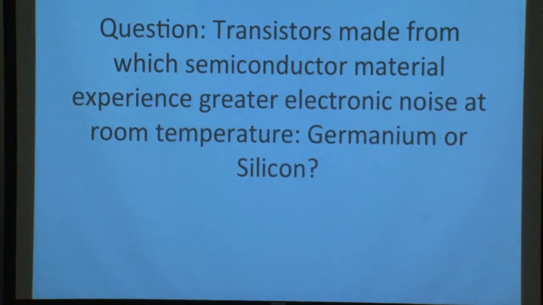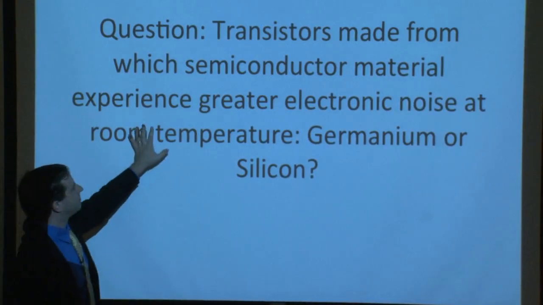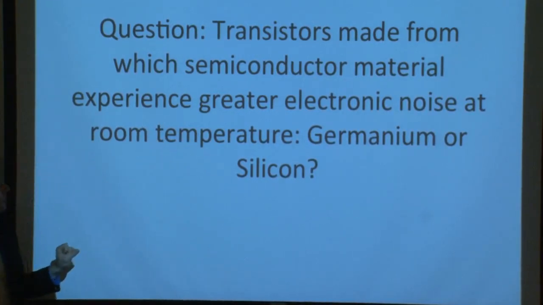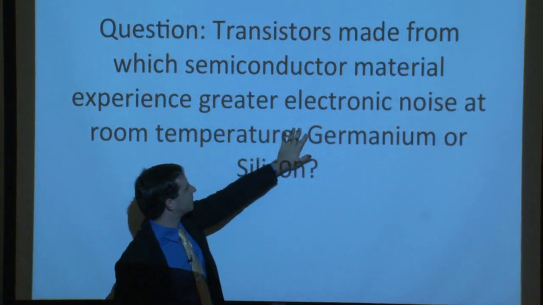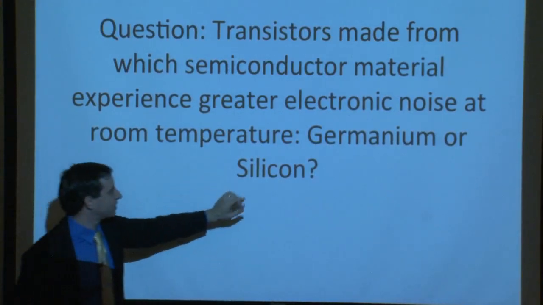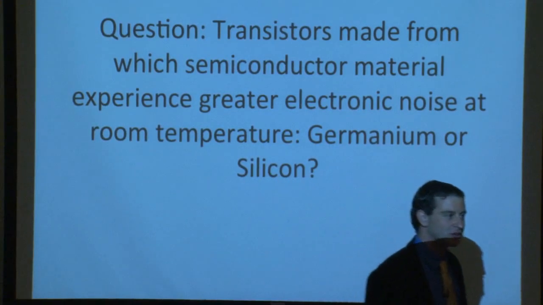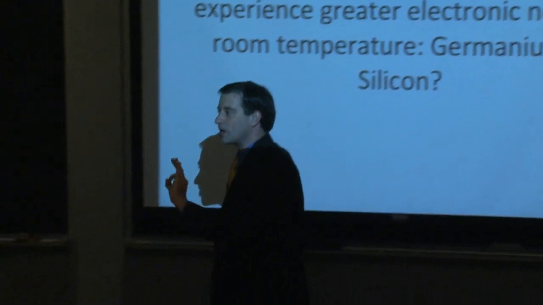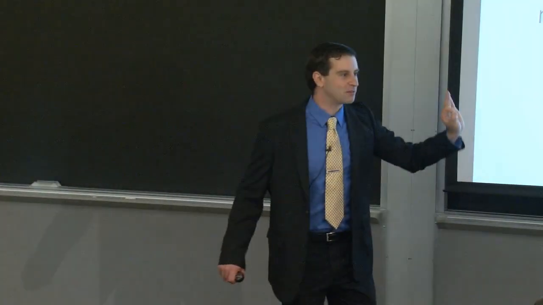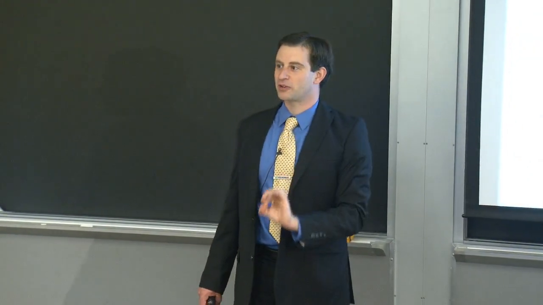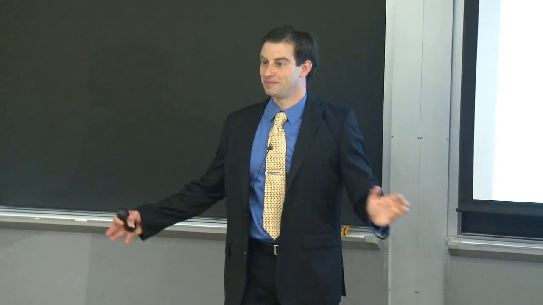So in terms of intrinsic carriers, let's dwell there just a little bit longer. Transistors are made of what semiconductor material to have less electronic noise? Okay, so what semiconductor material, germanium or silicon, would experience less electronic noise at room temperature? Let me give you a hint. Silicon has a band gap of 1.1 eV. Germanium has a band gap of 0.67 eV. Which of the two is going to have greater electronic noise at room temperature?